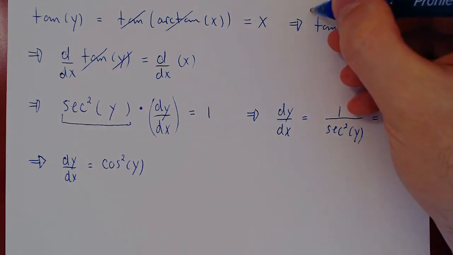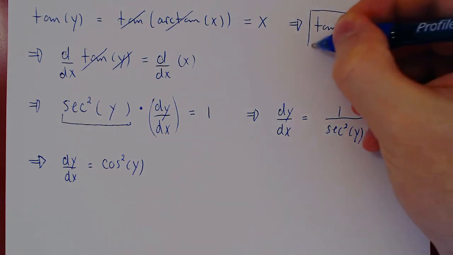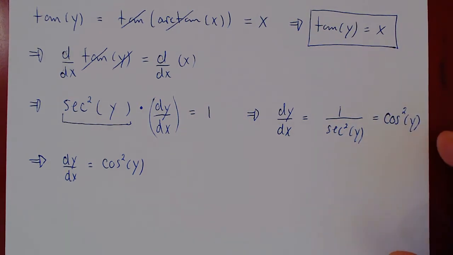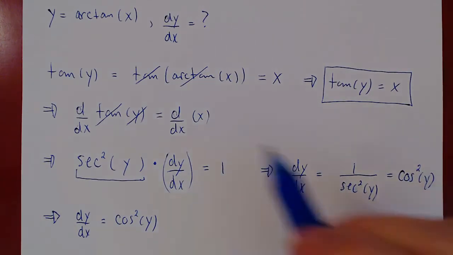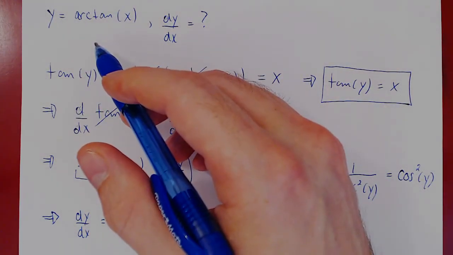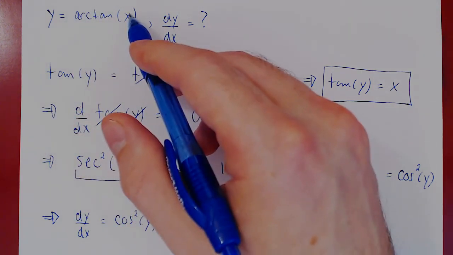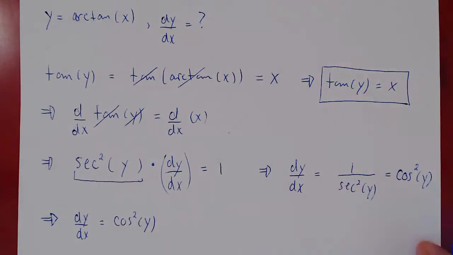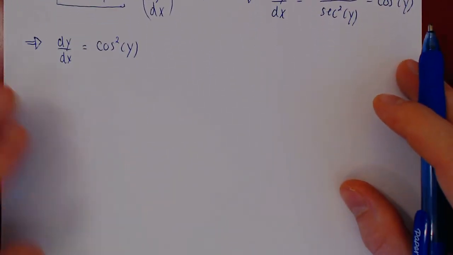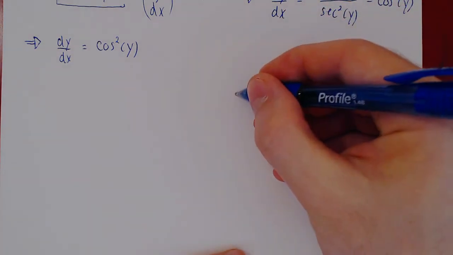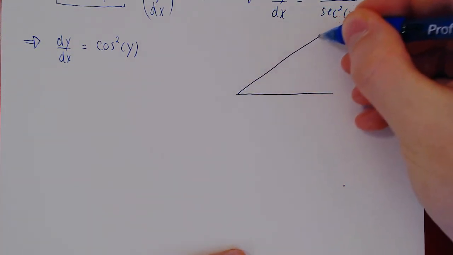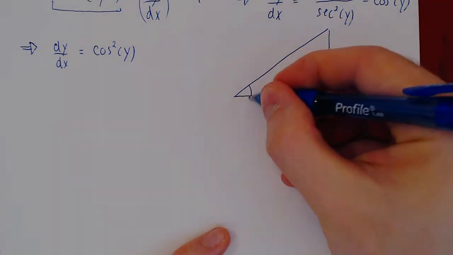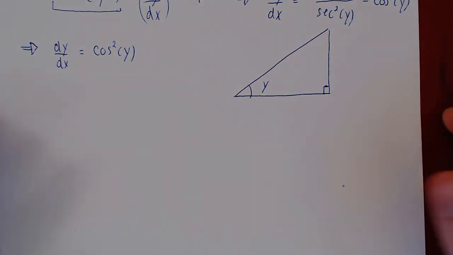Well, look at your relation here. Tangent of y is equal to x. And remember, to build a right triangle, we need an angle. Well, if you remember, inverse trigonometric functions are angles. So this is an angle, and so y here is an angle. So we can build with y a right triangle. And now you say, well, how do we complete this triangle?